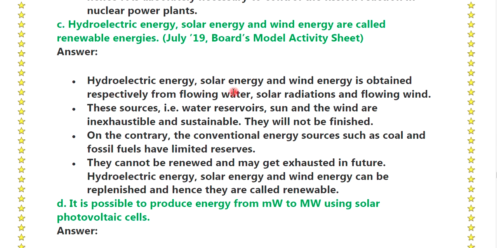Answer. Hydraulic energy, solar energy and wind energy are obtained respectively from flowing water, solar radiation and flowing wind. These sources, that is water reservoirs, the sun and the wind, are inexhaustible and sustainable. They will not be finished. On the contrary, conventional energy sources such as coal and fossil fuels have limited reserves. They cannot be renewed and may get exhausted in future. Hydraulic energy, solar energy and wind energy can be replenished and hence they are called renewable.